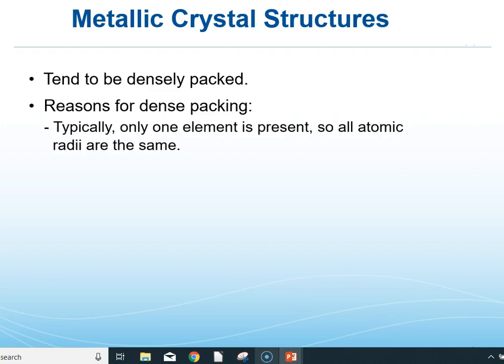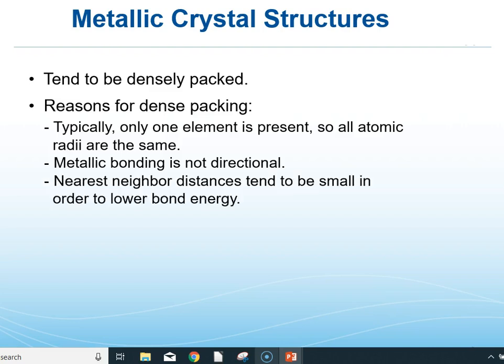You only have one element present. All the atomic radii are the same. That tends to give you the closest geometric packing. Not always the case, but tends to be true. More importantly, metallic bonding is omnidirectional. Call it non-directional. We don't have to observe any kind of set bond angles that we would get coming out of a hybridized orbital, nor are we limited by the need for charge balance like we would in an ionic crystal. Nearest neighbor distances are small.